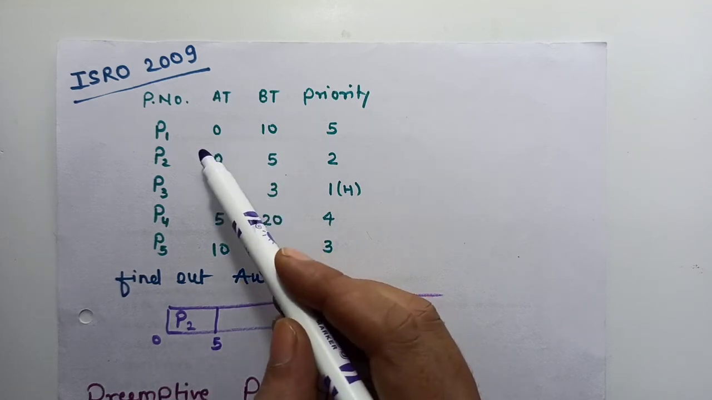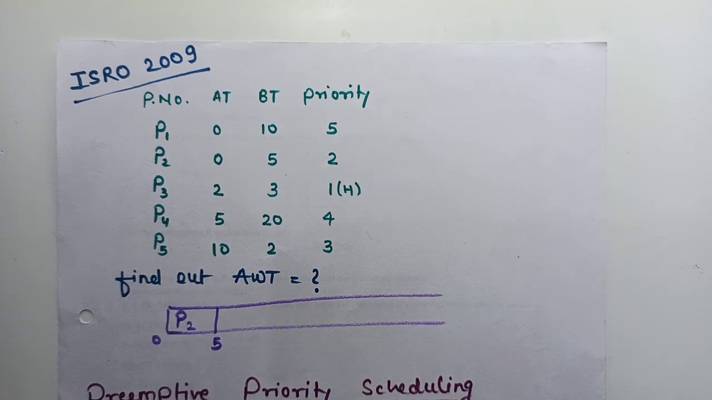Till time 5 we have 3 more processes in the ready queue, P1, P3 and P4. So which process to schedule next? The process which is having the highest priority. Which process is having the highest priority? Process P3. So process P3 will be scheduled for how much time? It requires 3 units. So 5 plus 3, 8.